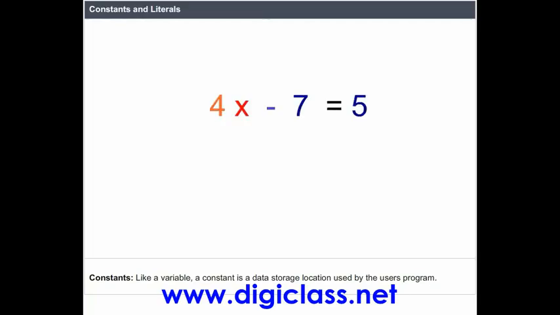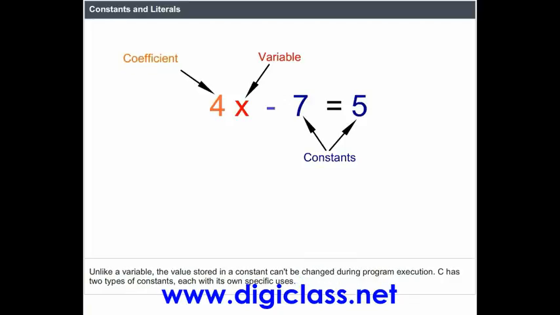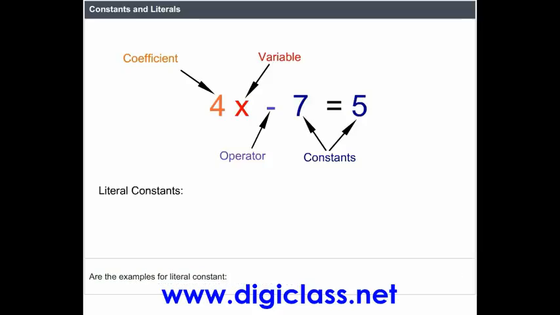Constants and literals. Constants. Like a variable, a constant is a data storage location used by the user's program. Unlike a variable, the value stored in a constant can't be changed during program execution. C has two types of constants, each with its own specific uses. These are the examples for literal constant.